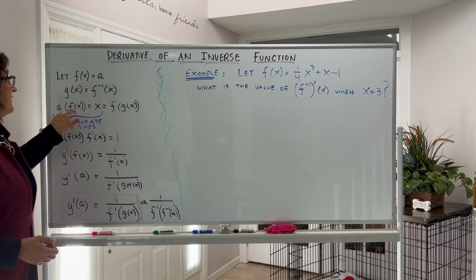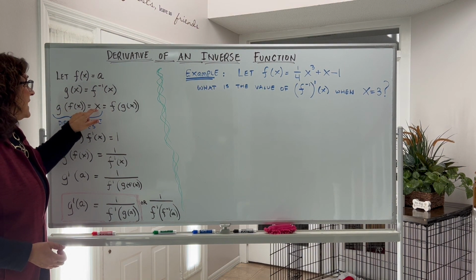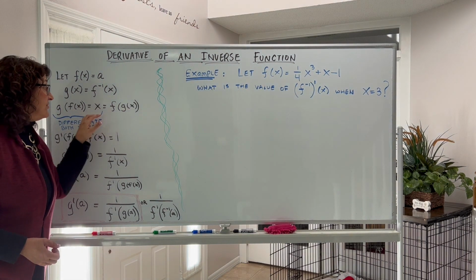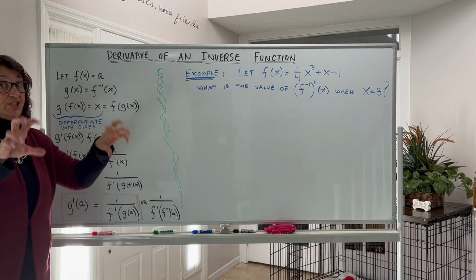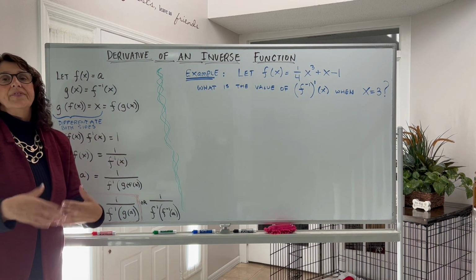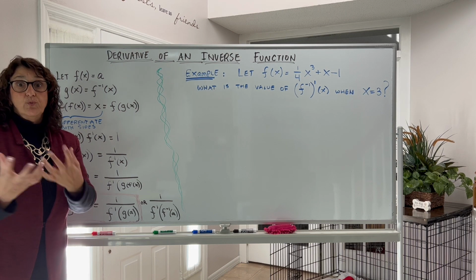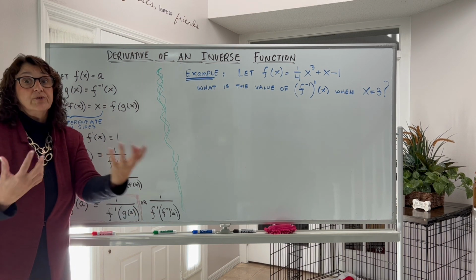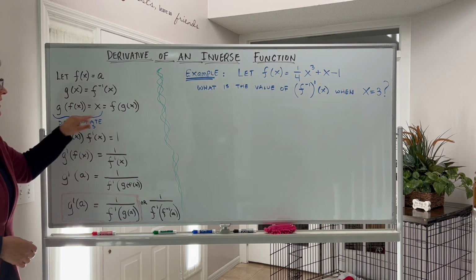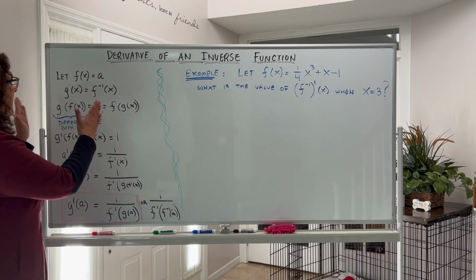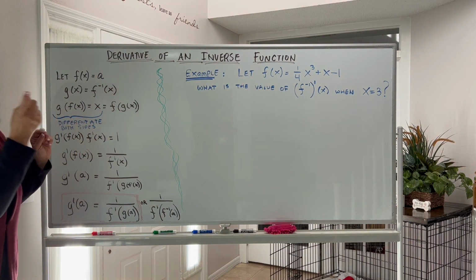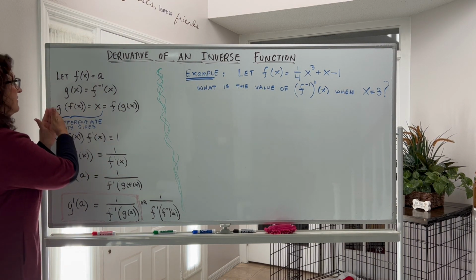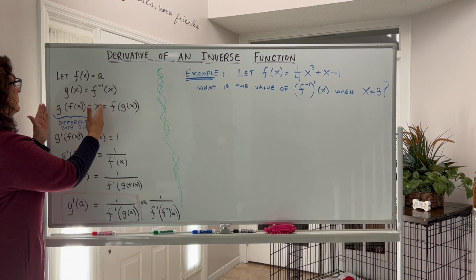So g of f of x is equal to x, and f of g of x is equal to x. If f and g are inverses of each other, then when you do the composition both ways, plug the function into the inverse, plug the inverse into the function, you will get x, okay? So now taking one side here, I went ahead and differentiated both sides.